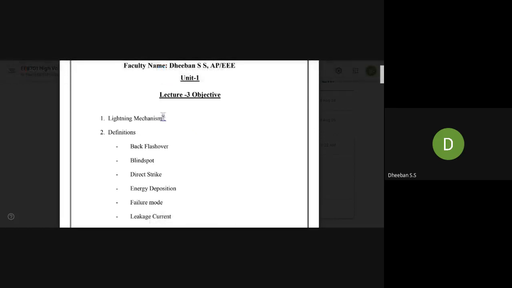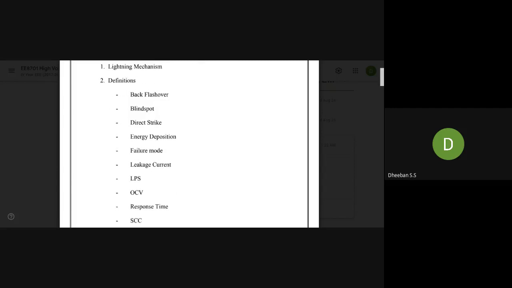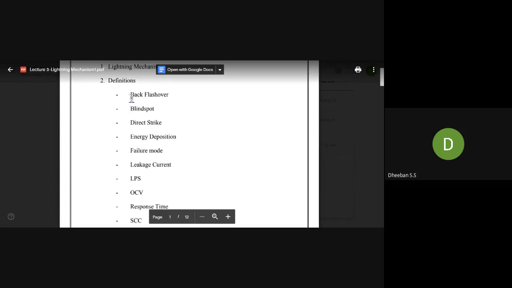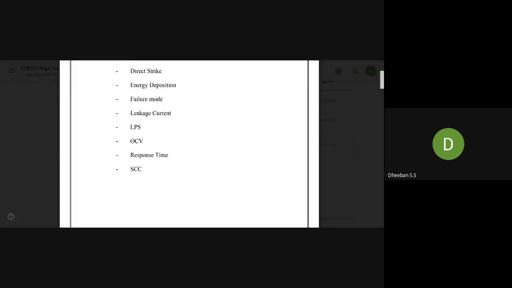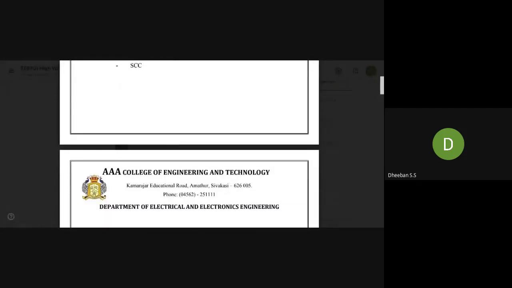So we will be seeing the lightning mechanism, followed by some definitions. Some of these definitions are familiar to you, some are new to you. So I'll cover only the definitions which are new to you. We'll be moving into the lecture.